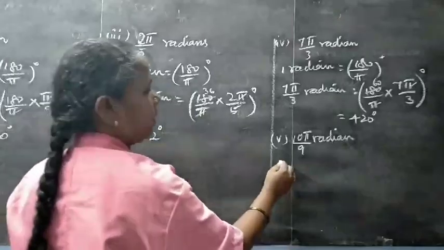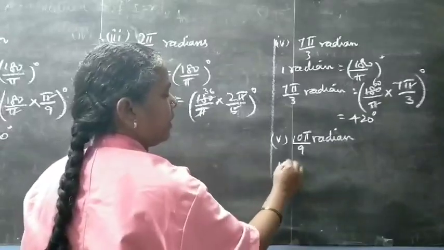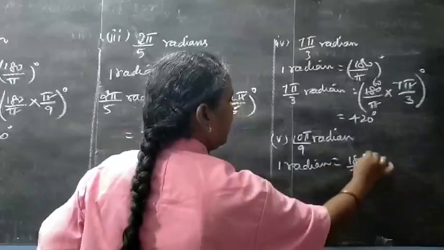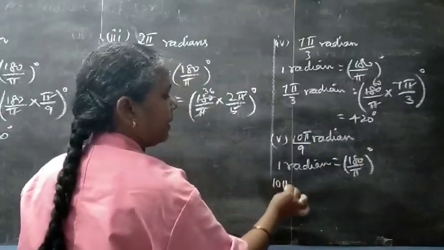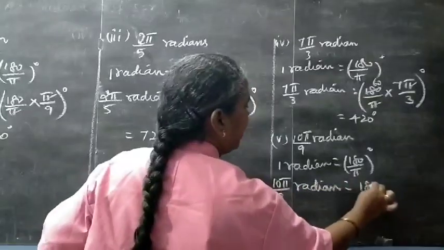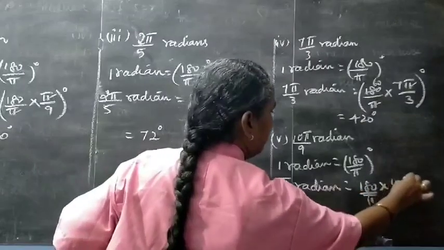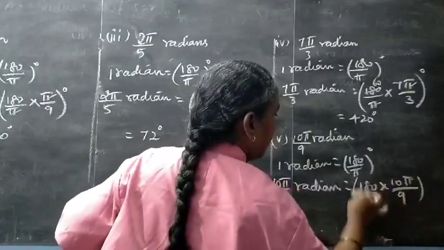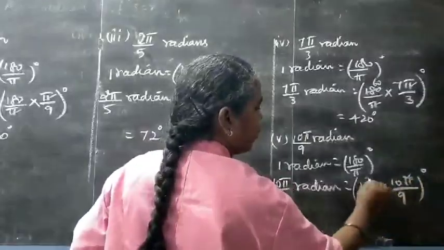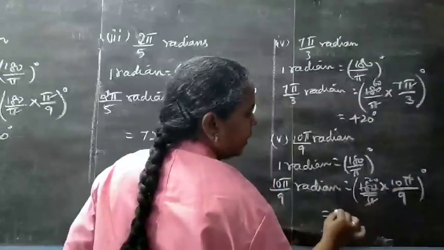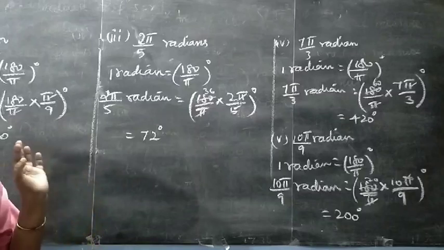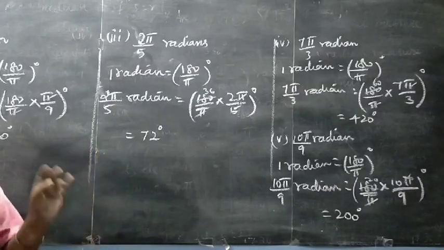For 10π/9 radians, what is the degree measurement? Again you must write the formula. 1 radian is 180/π degree. Then 10π/9 radian is equal to 180/π into 10π/9 degree measurement. If you cancel this π, and cancel this 9, 2 times 10 is 20, and you will get 200 degree as the answer. Clear everybody? So for every problem you must write the formula, then definitely you will get the correct answer.